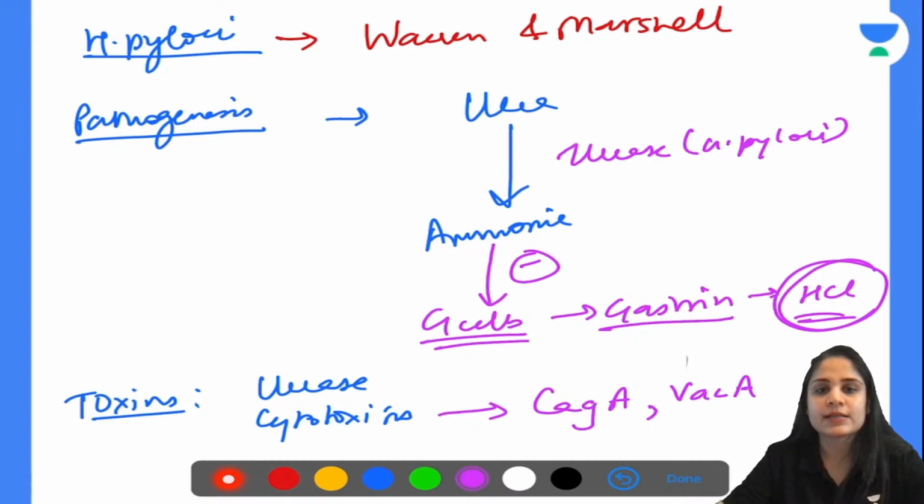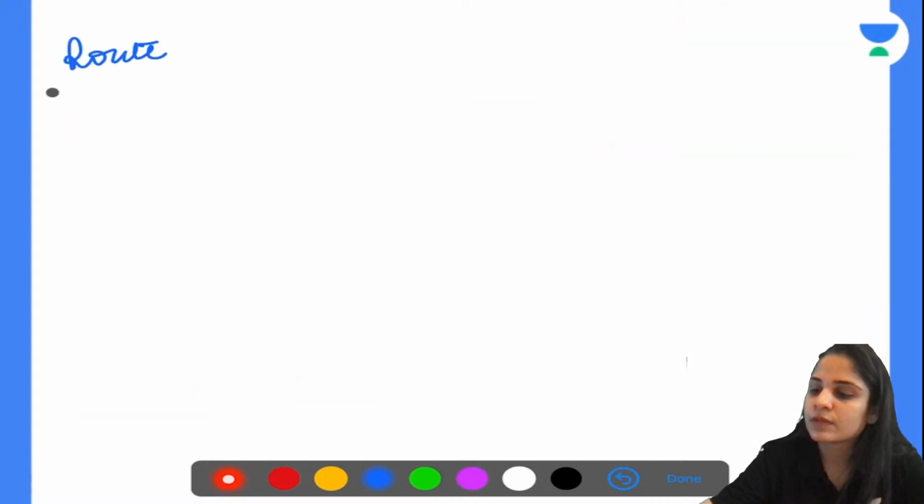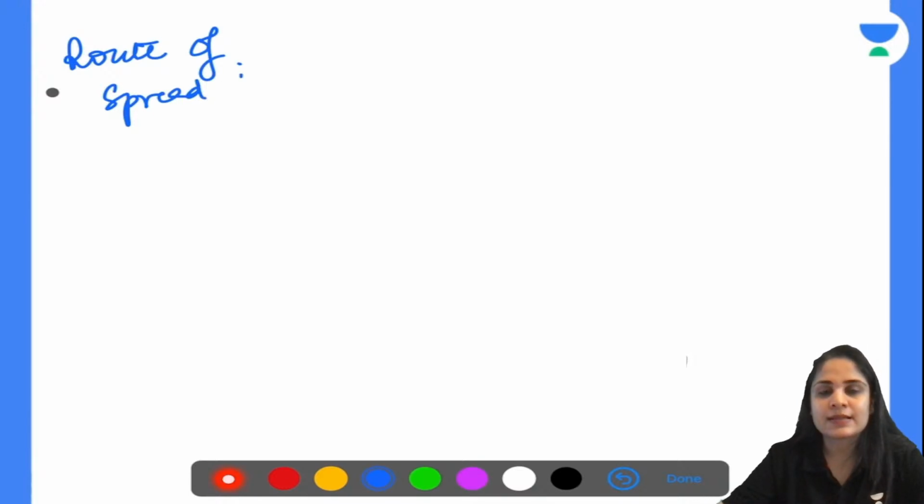Alright. Now, the next thing that they ask in the exam is what is the route of spread? You know that H. pylori is often found in developing countries. It gets transmitted from one person to another, correct? But what is the route of spread in H. pylori?